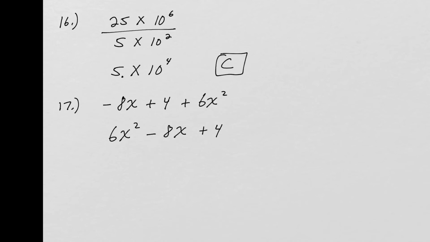And then what's the degree of the polynomial? Well, the degree only depends on the leading term, right? The degree of the polynomial is the degree of the leading term. So in this case, the degree is 2, right? It's a second degree polynomial. So the correct answer should be A.